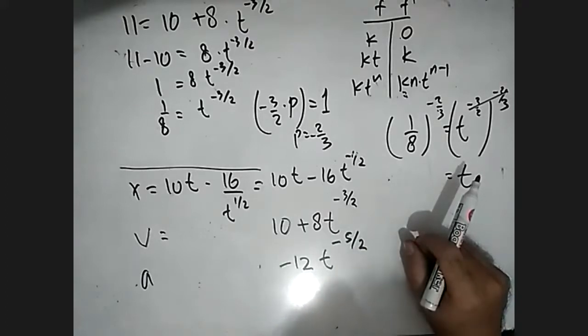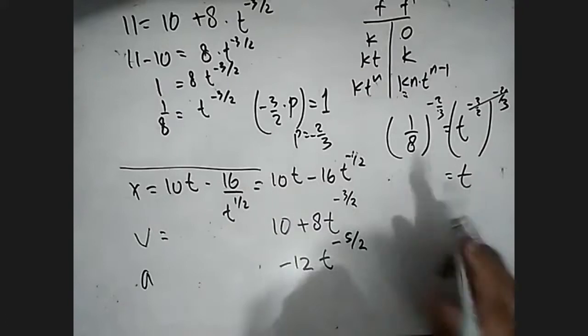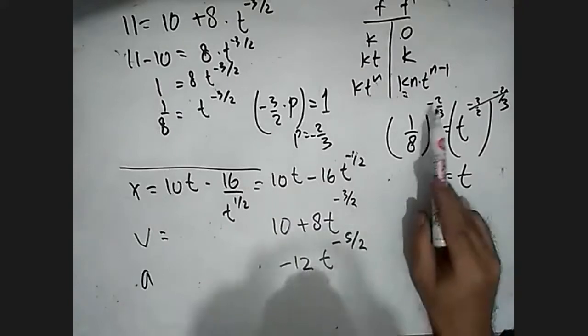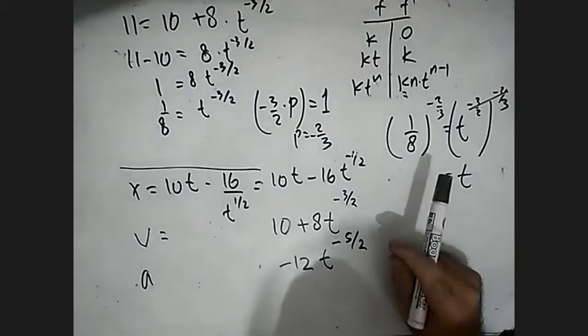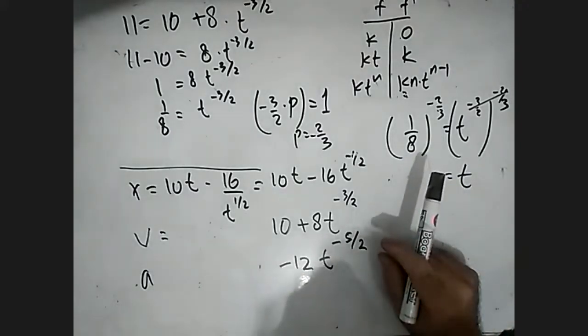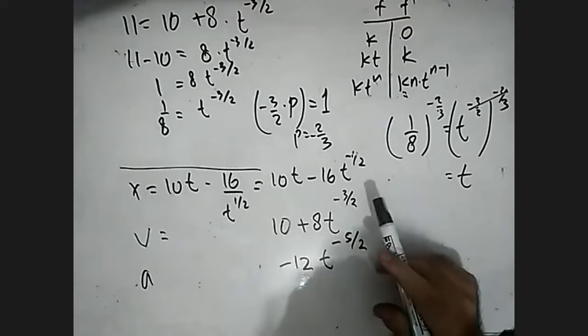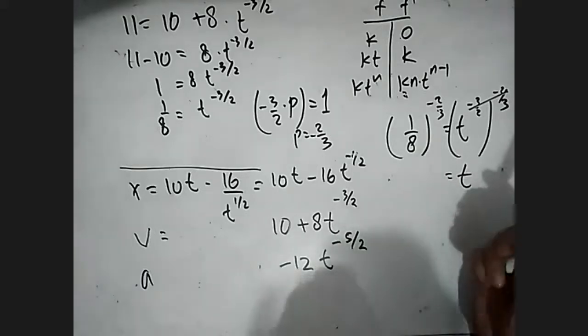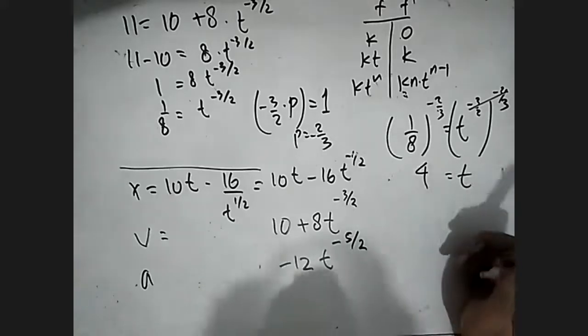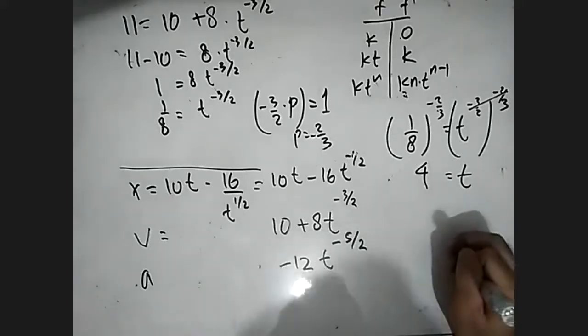Brandon, check your calculator. What is 1 over 8 to the power of minus 2 over 3? Wait, negative 2, give me a second. 4. That's it. Okay, everybody, I'd like you to try it yourself. Make sure that you know how to do it.